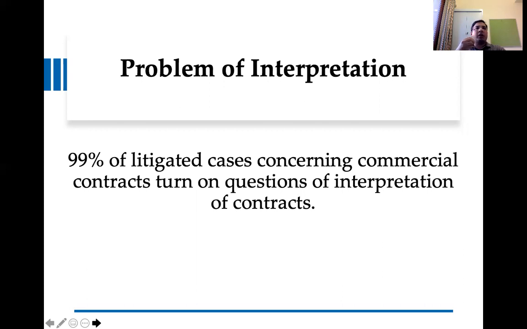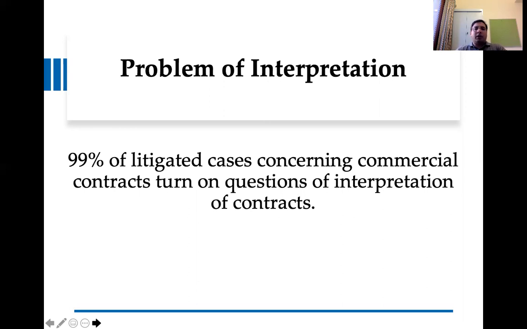It's not sufficient that you have negotiated and written down a contract. Your problems may actually start when the contract is being interpreted. And as we have seen in an overwhelming majority of cases, specifically in the commercial sphere or even non-commercial sphere, with respect to contracts, the issue revolves around interpretation.